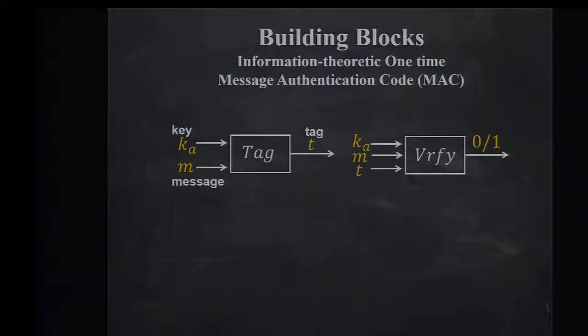So in essence, it's a keyed primitive, it's a symmetric primitive. The person who's generating the tag has a key, the same key needs to be used for verification, and you have a guarantee that if the verification went through, then the message was not modified.